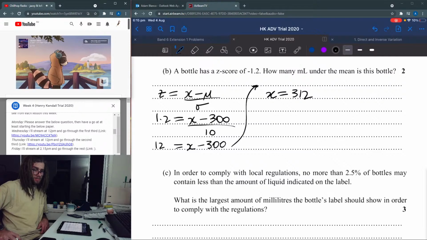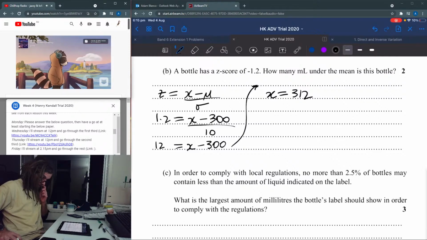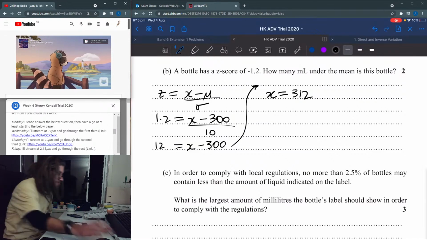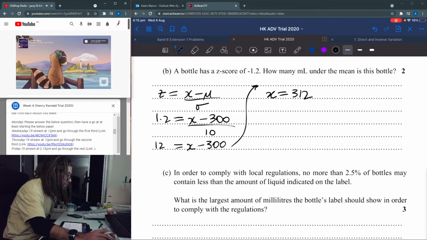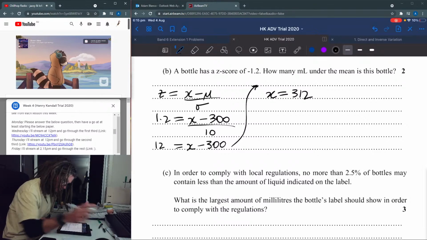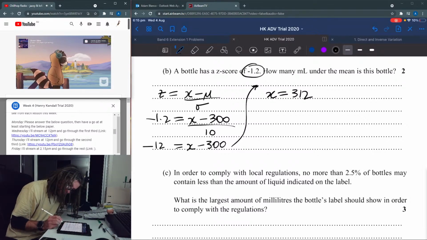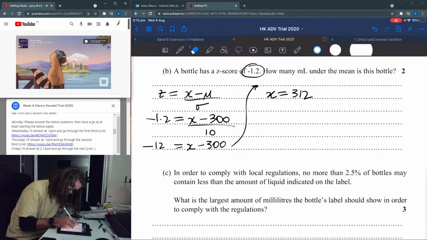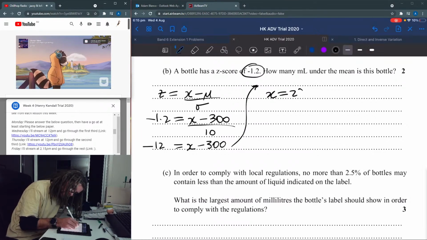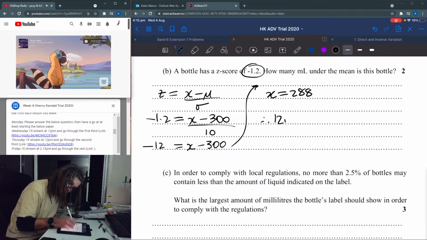How many mil under the mean? Under. That looks above to me. Am I an idiot? That was a minus. That was a minus. So X is going to be 288. So therefore 12 mil under.